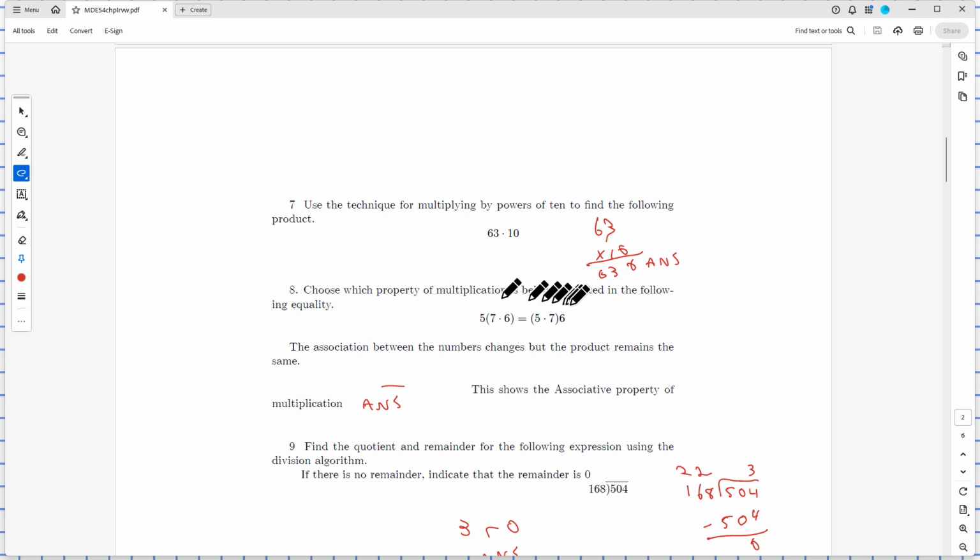Number 8, choose which property of multiplication is being illustrated in the following quantity. The groupings, the association between the numbers changed, but the product remained the same. This shows the associative property of multiplication, and that's our answer there.